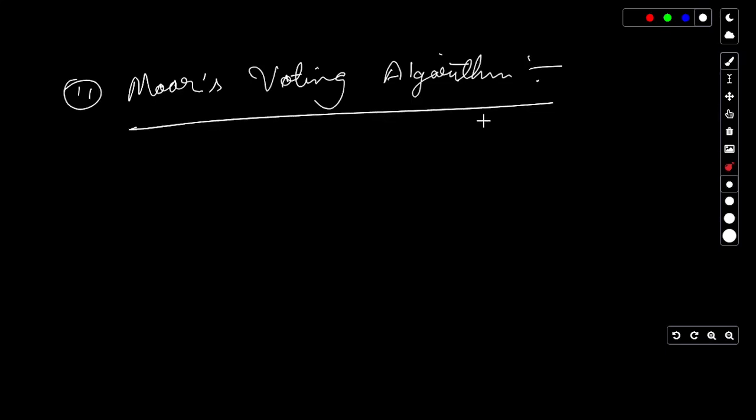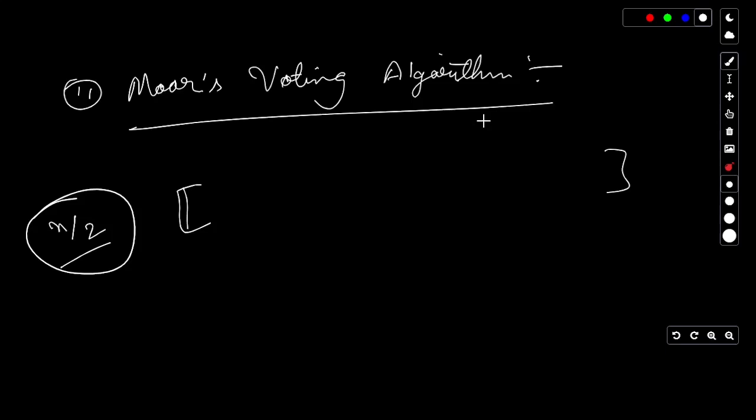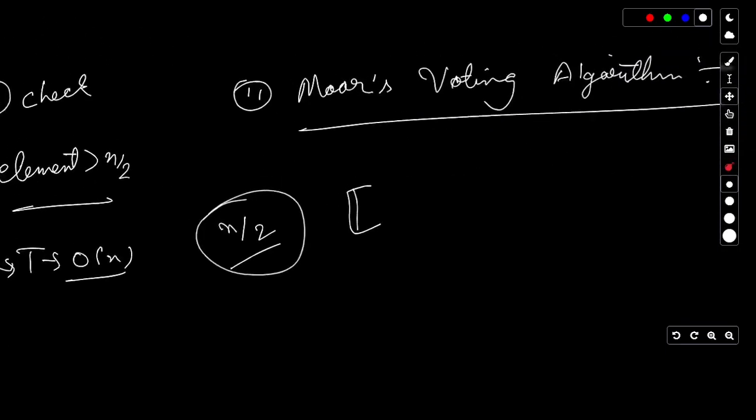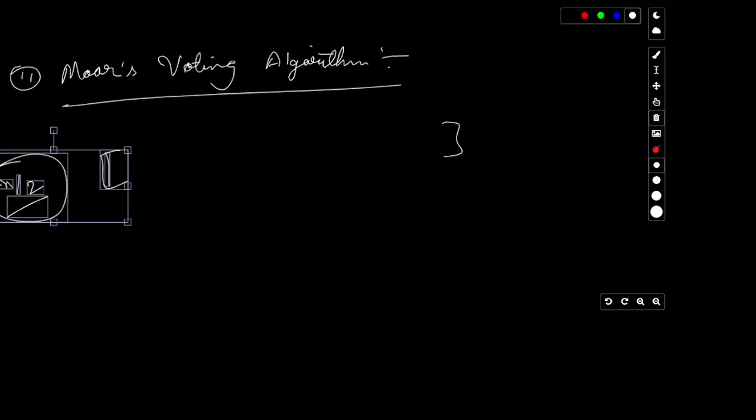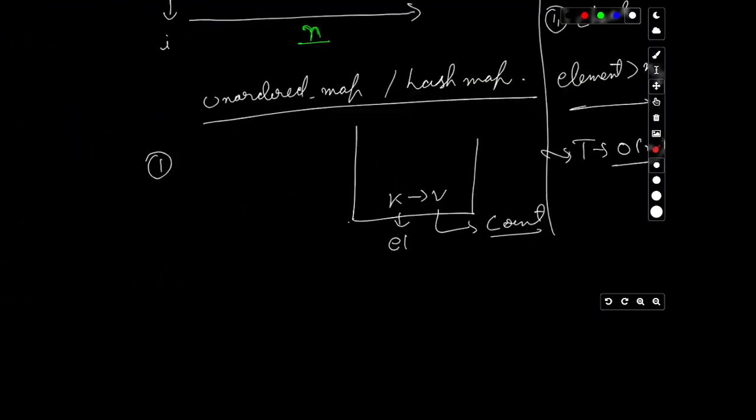The essential idea, or the intuition, of this algorithm is: if we have an array with different kinds of elements within it, and we are asked whether a certain element is greater than n by 2, right? So if a certain element is greater than n by 2, such as in this case, I should delete these unnecessary things right now. Let's have a fresh page.